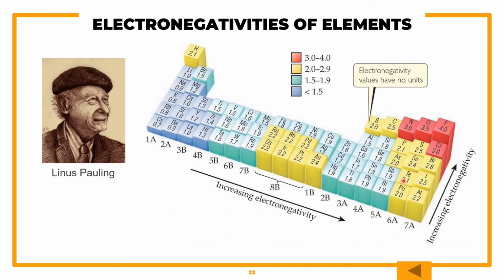So as the conclusion of what you have learned in the previous slide just now, going down a group, electronegativity will decrease. And when we go across the period, electronegativity will increase.